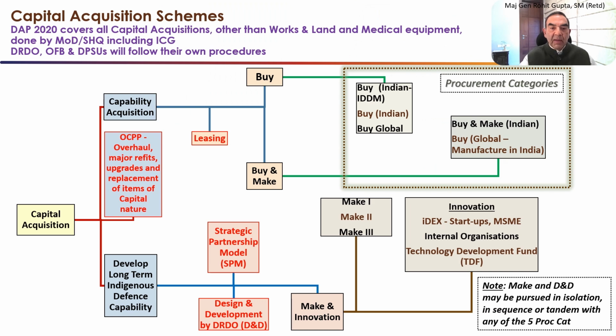In this part, I intend to cover what we have not covered in the previous session: other capital procurement procedures, leasing as part of capital acquisition, and strategic partnership model, design and development by DRDO. Make and innovation have already been covered, as well as buy and make, in the previous session.